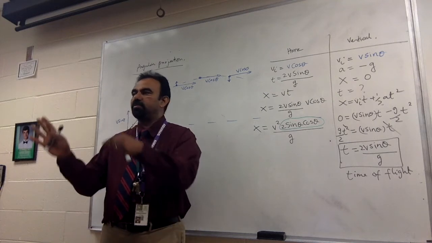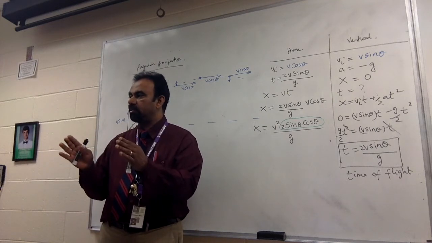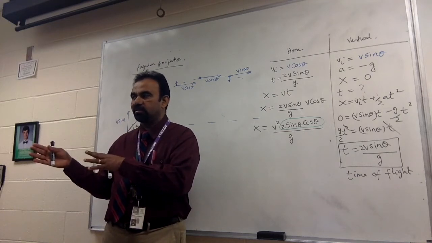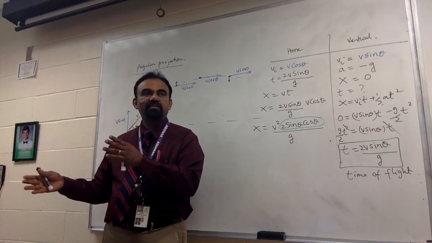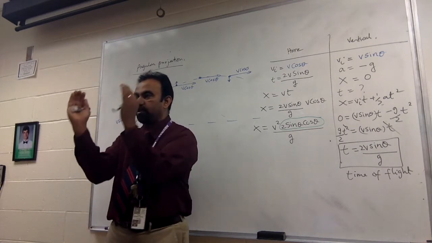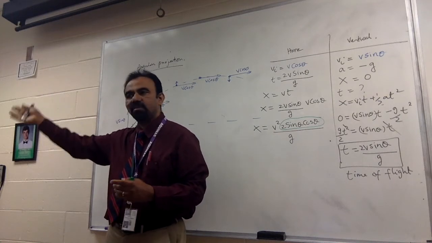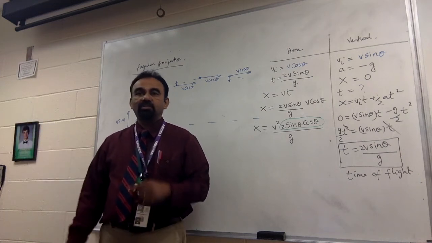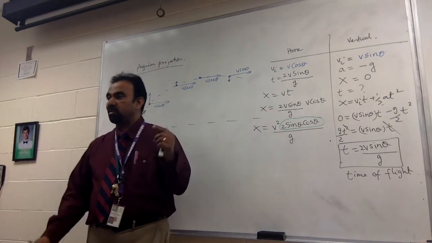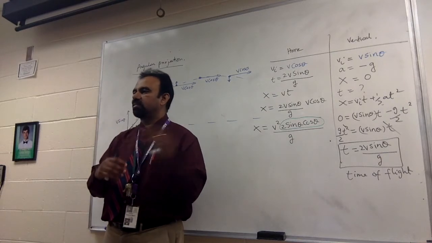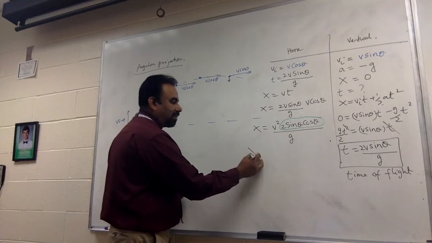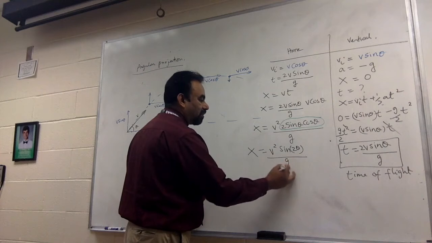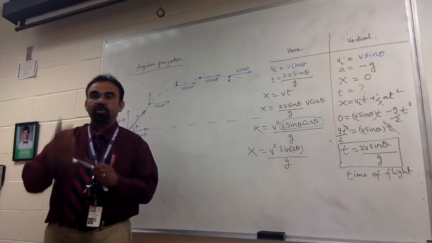It comes from sine A plus B. Have you done sine A plus B, sine A minus B? Sine A plus B is sine A cos B plus cos A sine B. Don't remember anything? So it comes from there. In this case A and B are theta. So sine theta plus theta. So this is actually going to be x equal to v squared sine 2 theta over g. Sine of twice the angle.